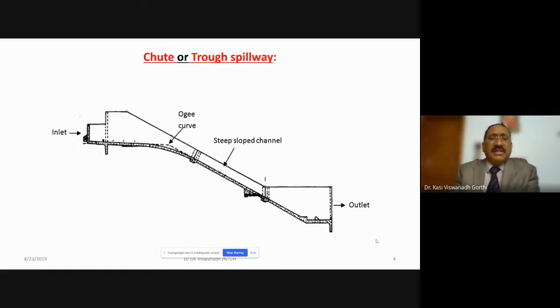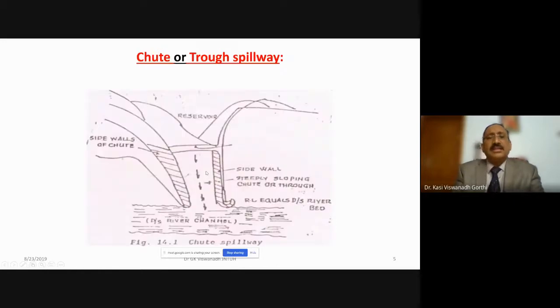So from the inlet, in the figure you can see, from the inlet, the water enters, and this is a steep sloped channel leading to the outlet here, maybe the downstream portion of the river. So an OGE curve may be there, and this is a steep sloped channel carrying the water. So the flow through this necessarily will be a supercritical flow because you have a steep sloped channel here.